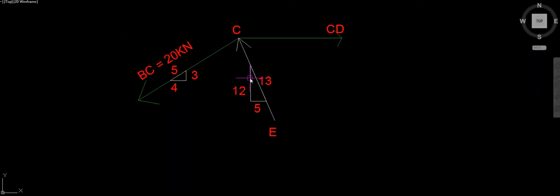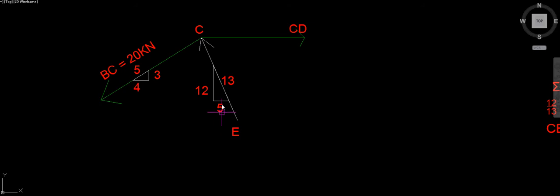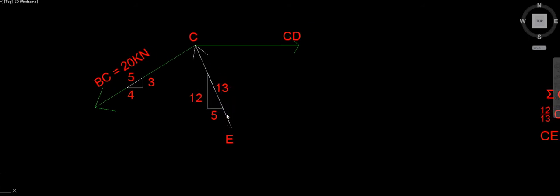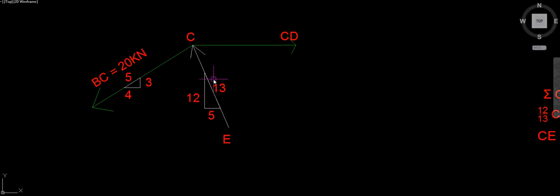Same thing over here. We only had the 5 and we only had the 12. Using Pythagorean theorem, I was able to figure out that the hypotenuse for the small triangle is 13. We need to do this in order to use the method of similar triangles to figure out what CE is.